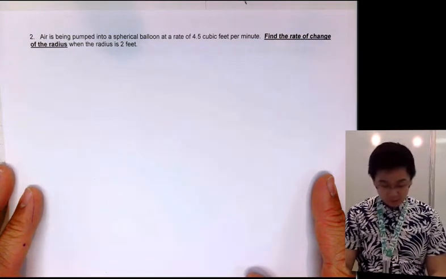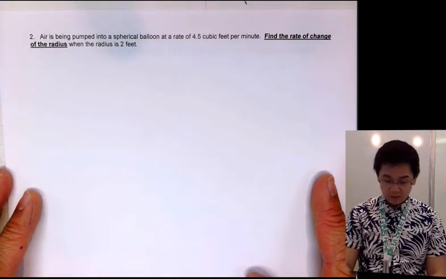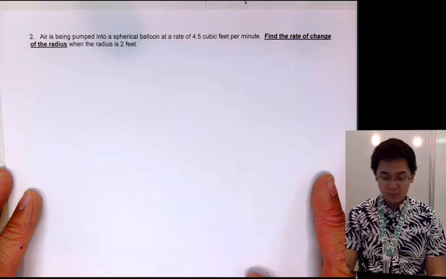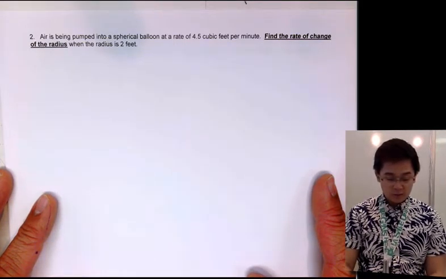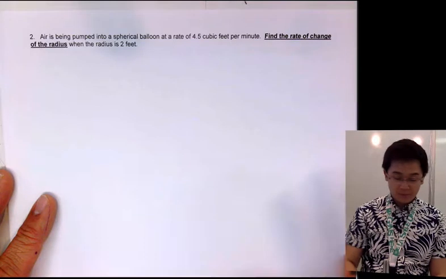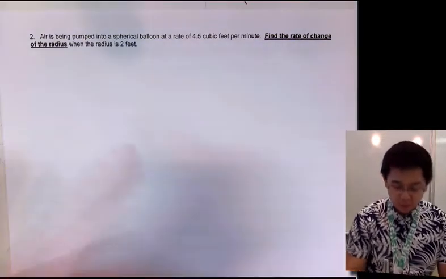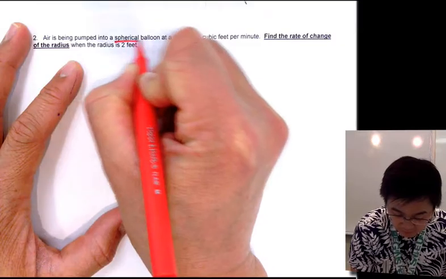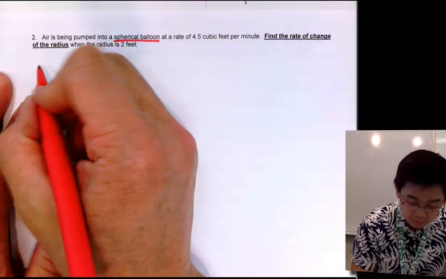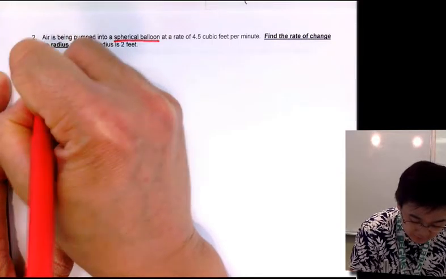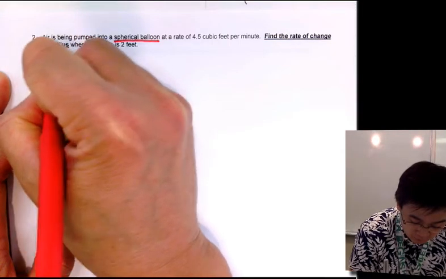So we have air being pumped into a spherical balloon at a rate of 4.5 cubic feet per minute. We need to find the rate of change of the radius when the radius is 2 feet. So we know that we're going to be working with a spherical balloon, so this type of related rates problem will ask us to use the volume of the sphere.